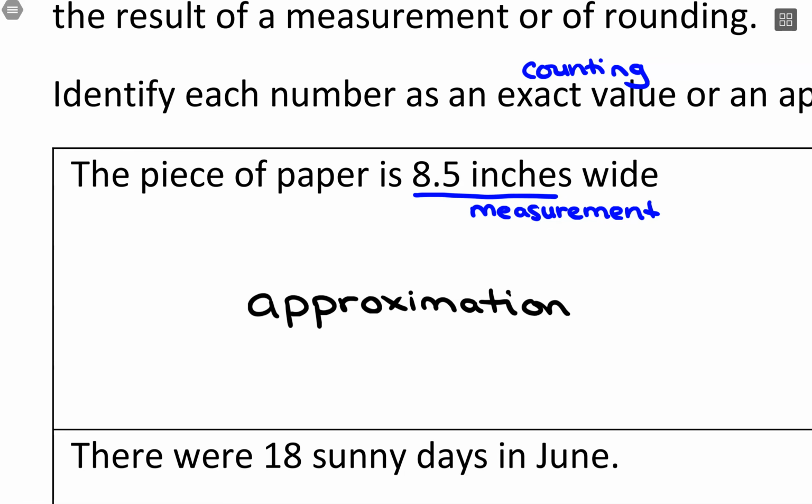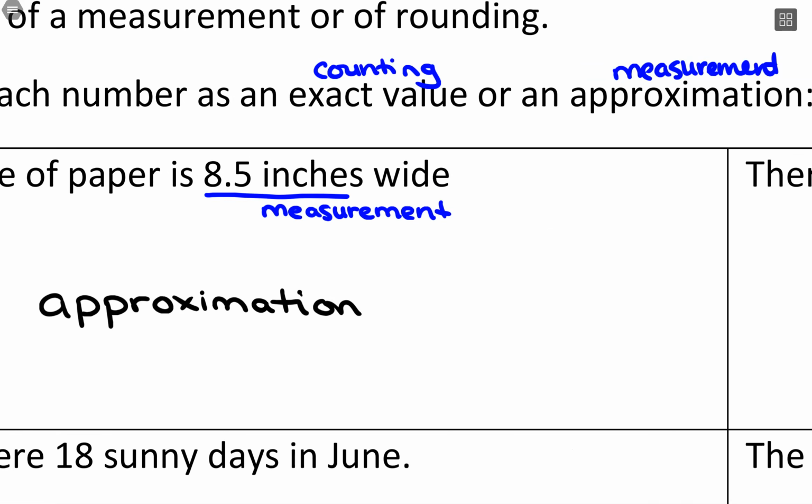So while there should be this machine out there that's making this piece of paper exactly 8.5 inches wide, it might be a little bit off. It might be like 8.5000001 inches wide. It's really hard with our eyesight and our measurement tools to see that amount of accuracy. So with that, that's why we call this an approximation. As exact as they try to be with it, it can be a little bit off in terms of measurement.